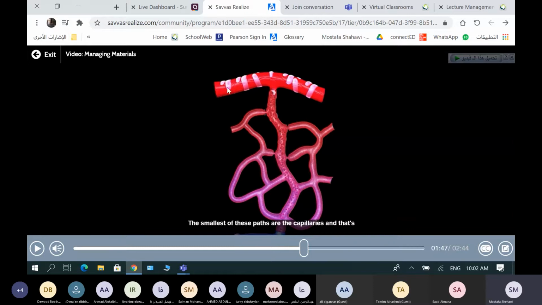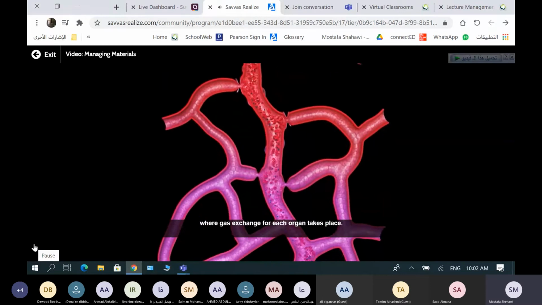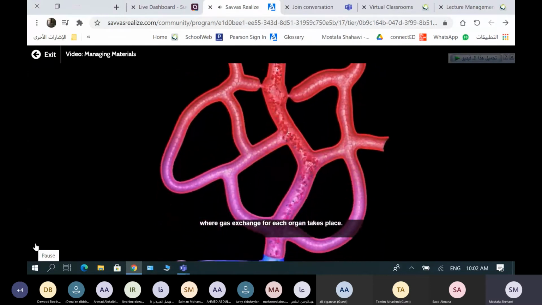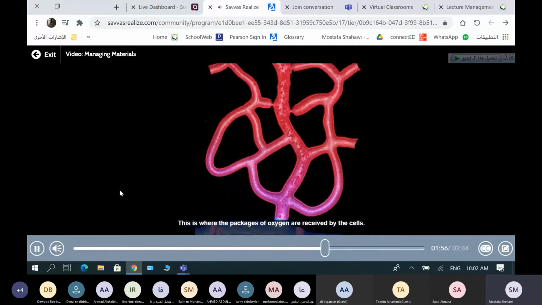If you notice here, the blood is red, which means it's oxygenated, it's rich in oxygen. Then it will exchange oxygen with cells. It will deliver oxygen to the cells, and it takes carbon dioxide. That's why it turns blue, as you see. So it will turn from oxygenated to deoxygenated because it delivers oxygen and takes away carbon dioxide. And that's where gas exchange for each organ takes place. This is where the packages of oxygen are received by the cells.